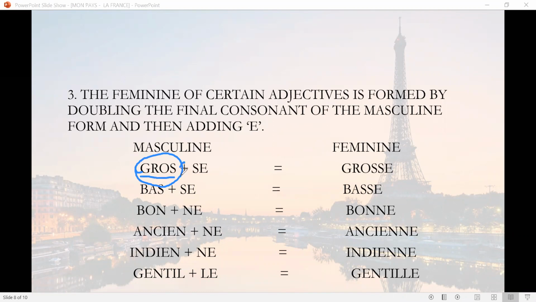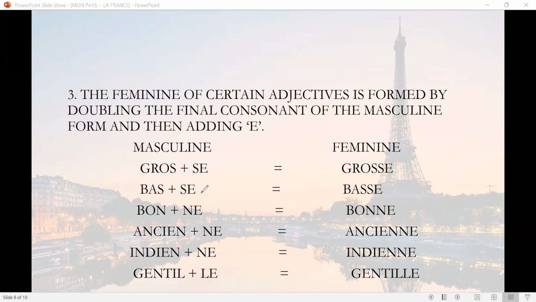So we have to add S, the final consonant again. This is the final consonant, which is S. We are going to double it. We will add one more S to it. And now what do we have to do? We have to add e to it. So gros plus se will make it grosse. So here we have the feminine form of this word gros.